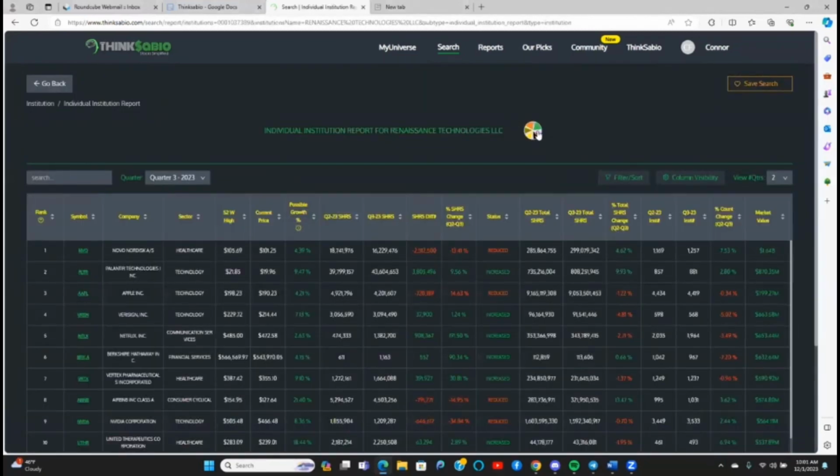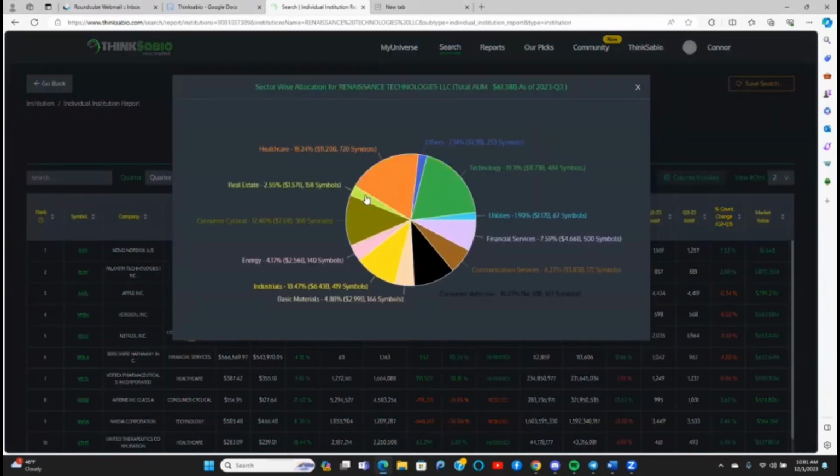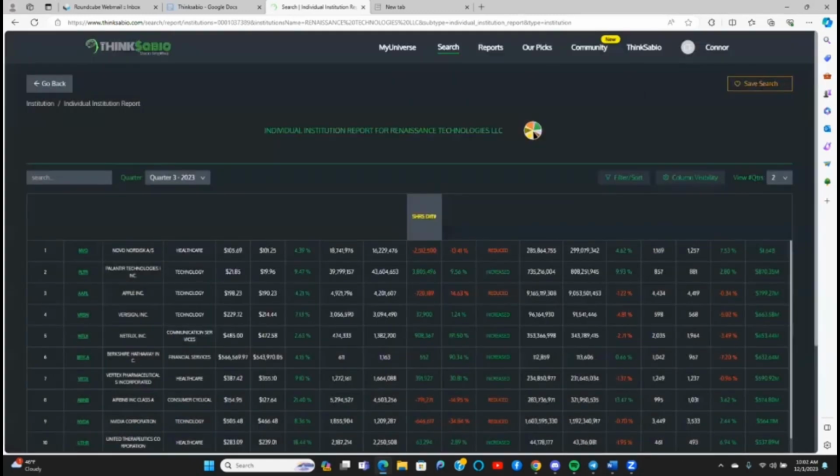So the first thing you're going to see is this pie chart up here, which shows how the institution plans its investment strategy and what sectors they invest in. When you click on the pie chart, it gives an in-depth breakdown of each sector, the percentage of the allocation for that sector and industry, as well as the dollar amount and how many stocks. So, for instance, Renaissance Technologies invests 18.24% of its portfolio in healthcare. That's over $11 billion and 720 stocks. And you can look at that for each industry just to get a look at how they're investing. And you can look at their strategy and see how it fits with your portfolio.